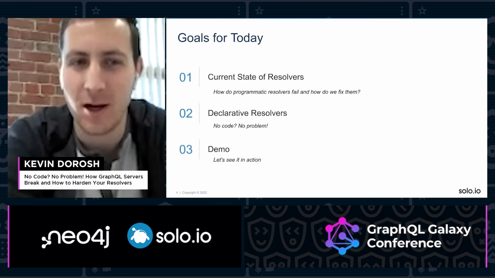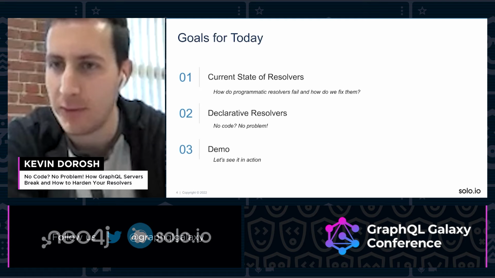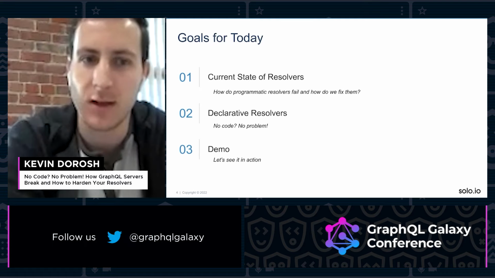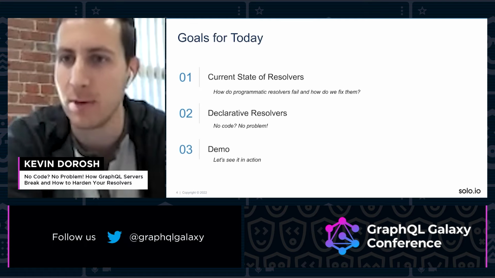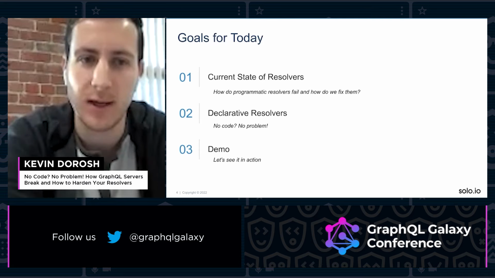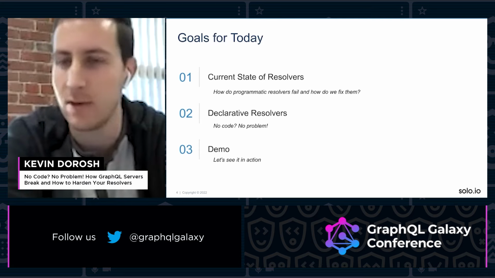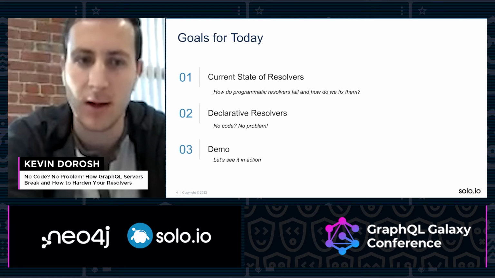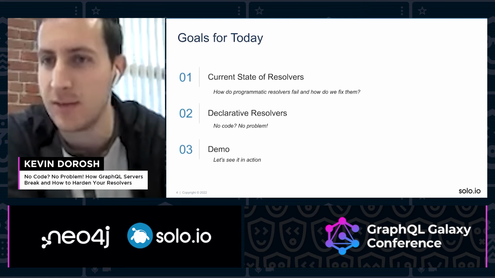So, goals for today. We want to talk about the current state of GraphQL servers, specifically resolvers. How do programmatic resolvers fail? How do we fix them? Then we want to take a concrete look at declarative resolvers, how that might work, and demo it. Let's just see it in action.